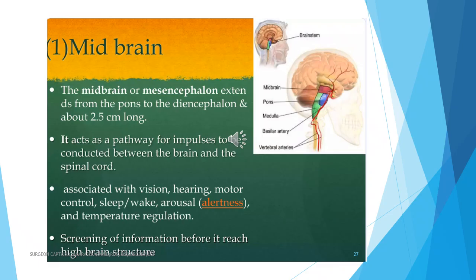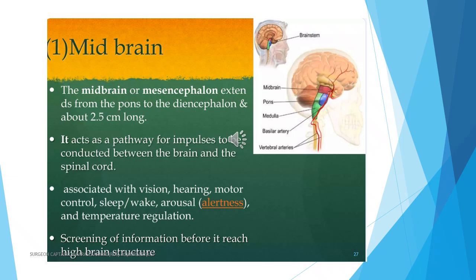So what are the functional domains? Motor control via corticospinal and corticobulbar tracts. Visual reflexes: the superior colliculi coordinate saccades and tracking. Auditory reflexes: the inferior colliculi relay sound localization. Arousal and alertness are a very important function. The reticular activating system modulates consciousness, temperature regulation, and pain modulation via the periaqueductal gray.